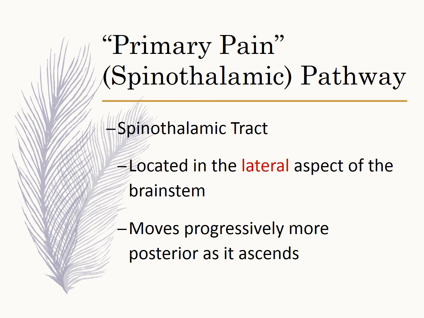As the spinothalamic tract ascends from the spinal cord into the brainstem, it remains lateral within the brainstem. It moves progressively more and more posterior, however, as it ascends in the brainstem. So by the time it reaches the midbrain, it is in a more posterior position than what it is in the spinal cord and the more caudal aspect of the brainstem.